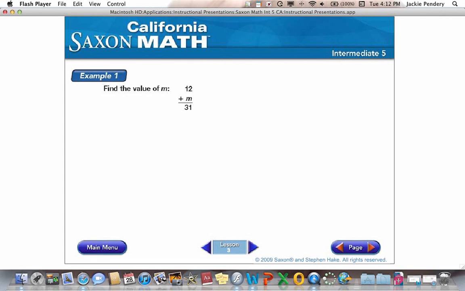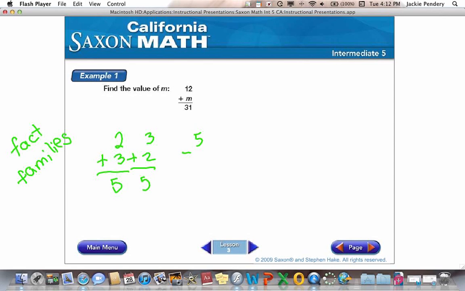If you aren't quite sure, I'm going to remind you about our fact families. I had that written over here in blue a minute ago. I'm going to rewrite it again, and of course, you should be writing all of this down. So a fact family, let's take a simple one. 2 plus 3 equals 5. 3 plus 2 equals 5. 5 minus 2 equals 3. And 5 minus 3 equals 2. So here's a fact family.